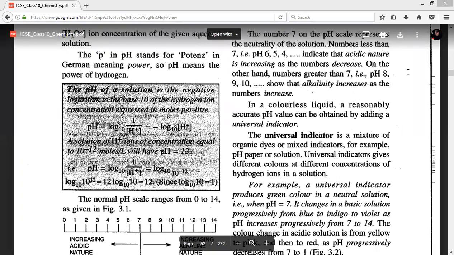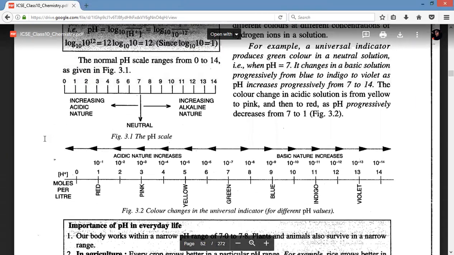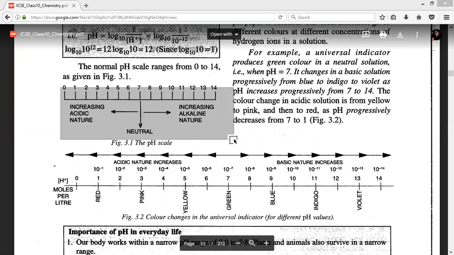Repeating again, pH is a scale in which we check whether a substance is acidic or basic. While checking the pH scale, different values are there. It starts from 0 and goes to 14. In between, 7 is there. At 7 is the neutral value.